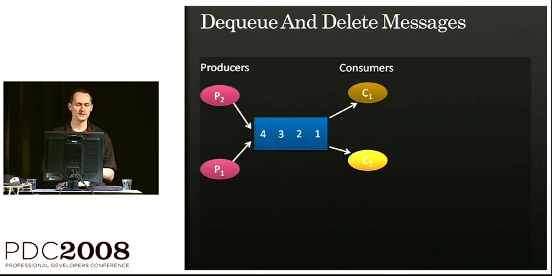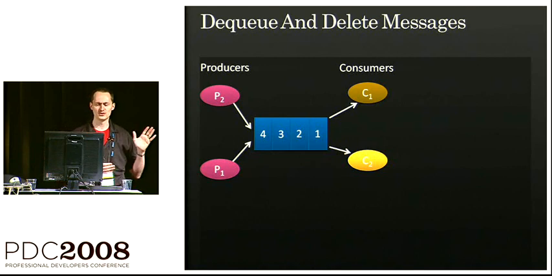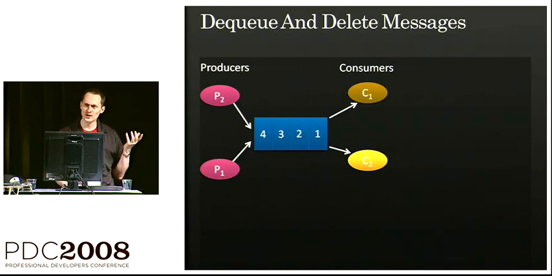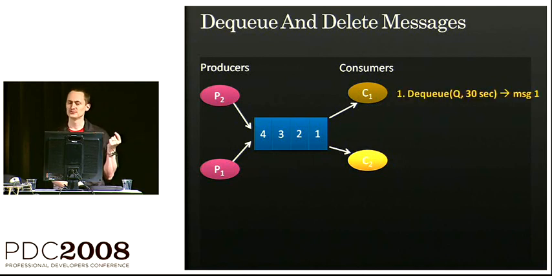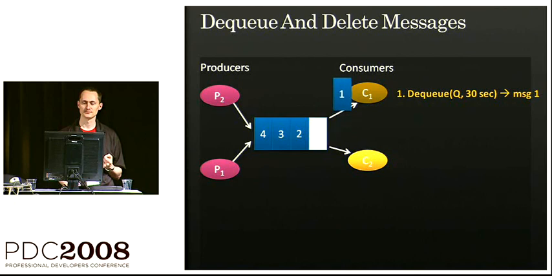So we assume we have the following producers and consumers, where the producers are, for example, your web front-end role, and the consumers are your workers. We have the following 4 messages queued up. And the first thing we're going to do is consumer 1 is going to dequeue a message, and it gets message 1. And it's going to specify that we're going to have an invisibility time of 30 seconds. Okay?